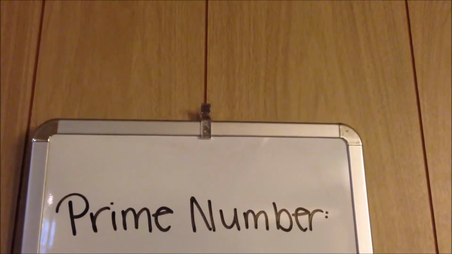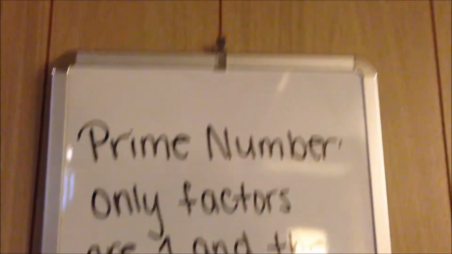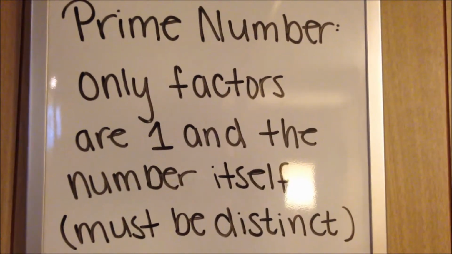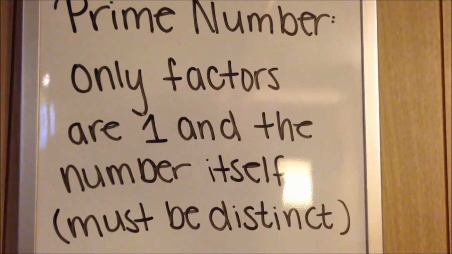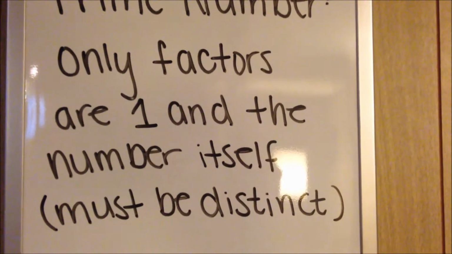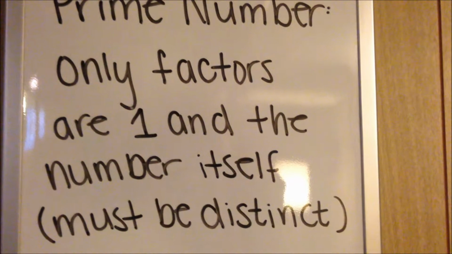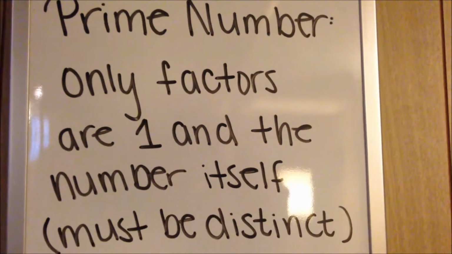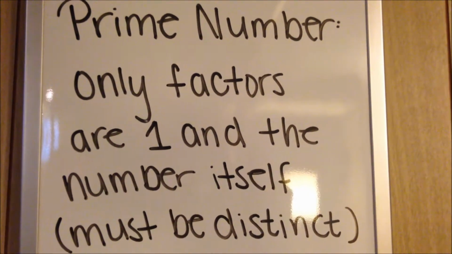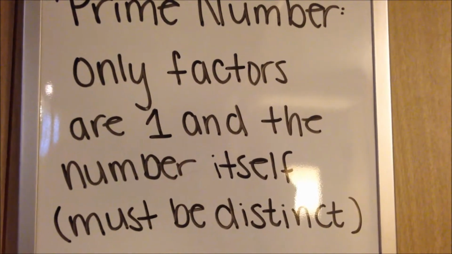Okay, let's talk now about prime numbers. Prime numbers are defined as numbers whose only whole number factors are 1 and the number itself. The factors must be distinct, which means that the number 1 is not a prime number, believe it or not, because the number 1 only has one factor. Prime numbers have exactly two factors, 1 and itself.